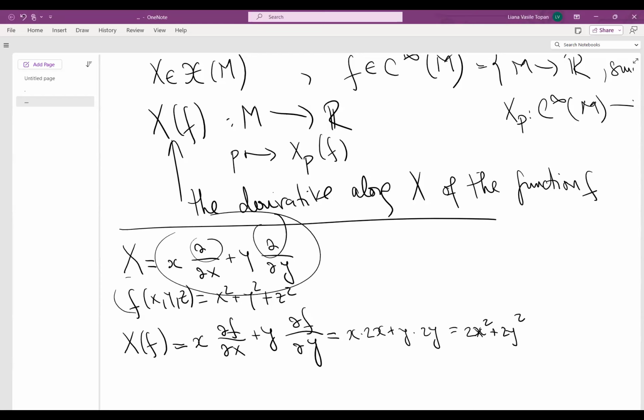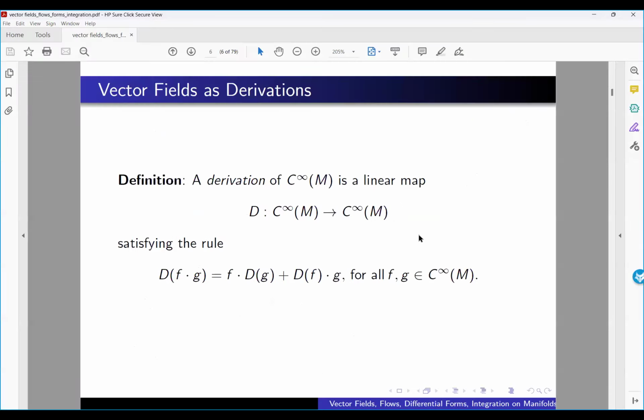And now we are ready to go and define the derivation of the real algebra. Yeah, so the derivation of the real algebra of real valued functions defined on the manifold M to be a linear map, right, going from this C infinity of M, these are the smooth functions M to R, into C infinity of M, which is linear, additive and homogeneous, and which satisfies again this Leibniz rule. You see, the derivation applied, D of fg is f D of g plus D of f times g, right? Again, this should look familiar.